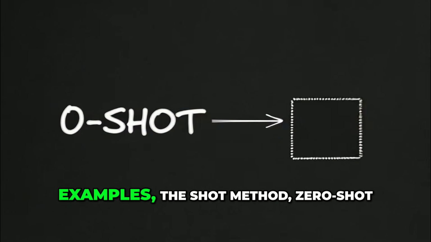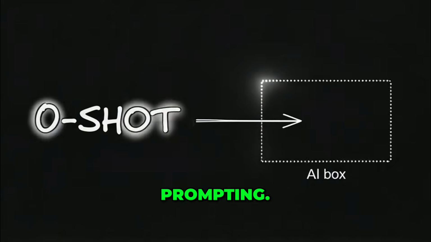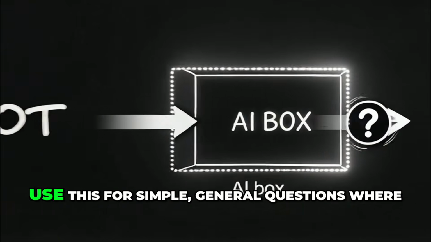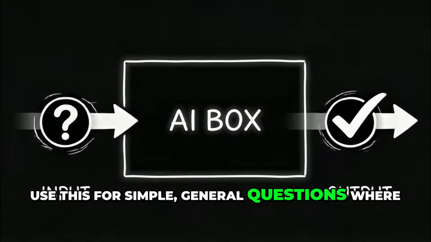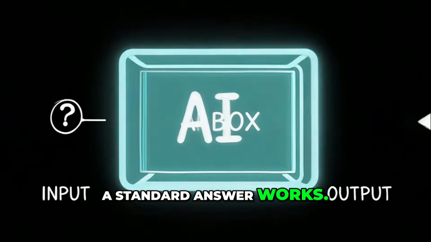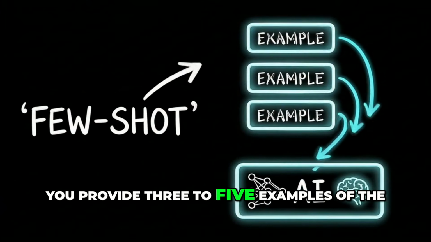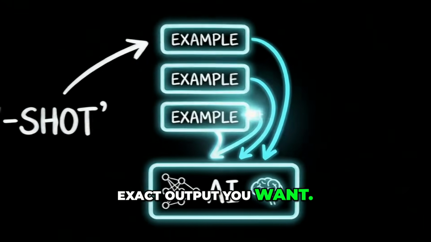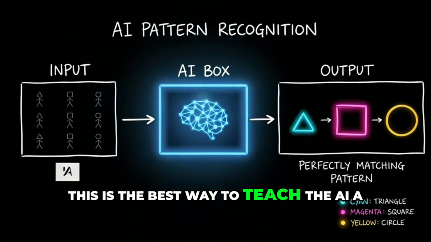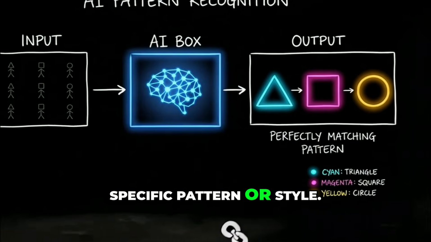Using examples. The shot method. Zero-shot prompting. You give a task with no examples. Use this for simple, general questions where a standard answer works. Few-shot prompting. You provide 3 to 5 examples of the exact output you want. This is the best way to teach the AI a specific pattern or style.